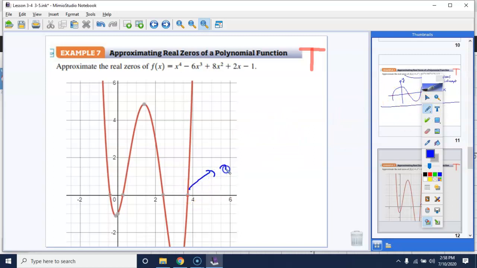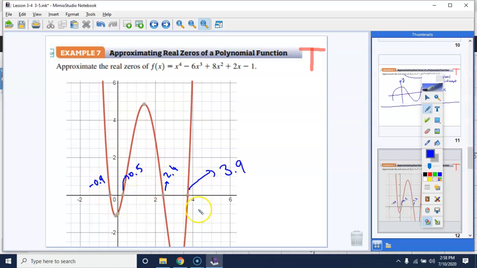So this one should be more or less 3.9, right? This one could be maybe 2.5, maybe 2.424, something like this, right? So this one could be 0.5, or this one could be negative 0.9.